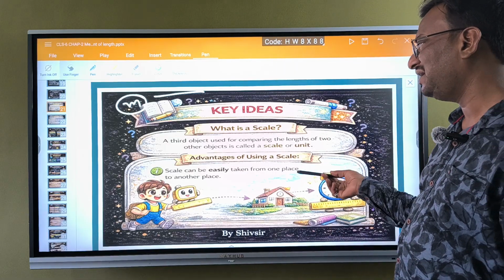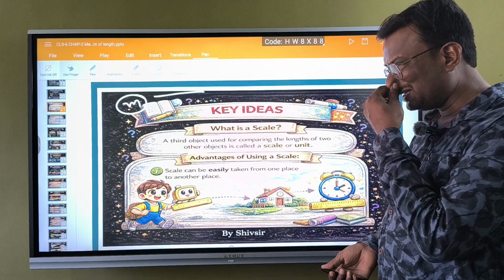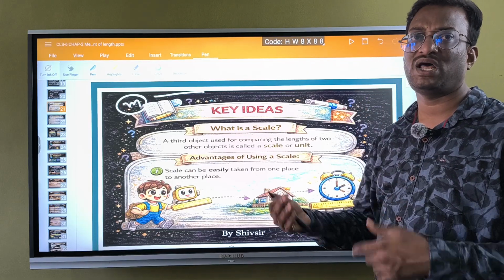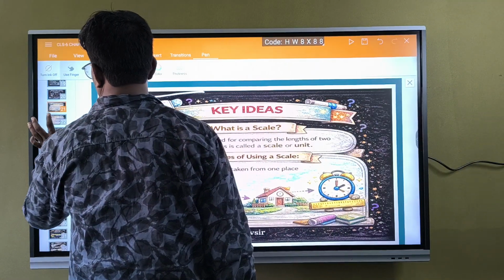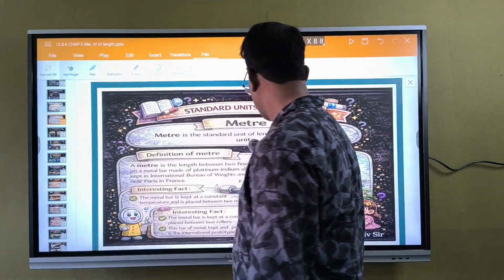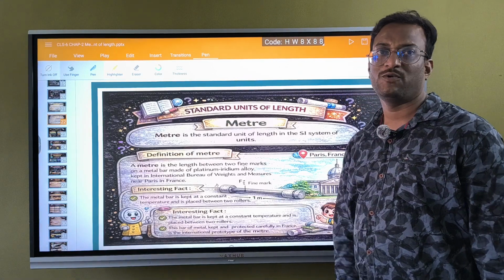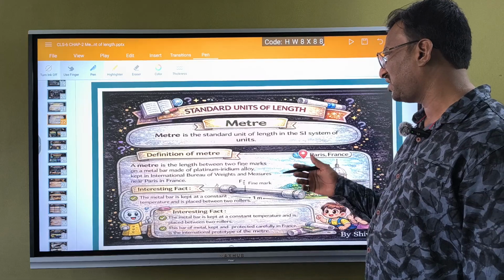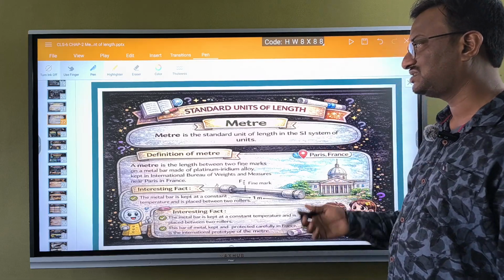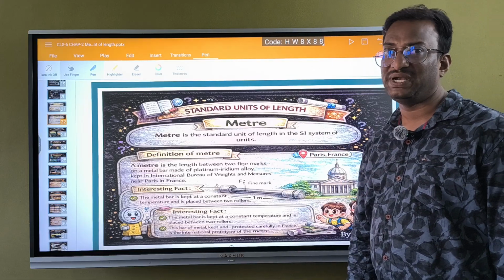Scale can be easily taken from one place to another place. So it is a small one, we can easily handle it and easily take it from one place to another. Okay, now we will try to define what is meter. Meter is the standard unit of length in the SI system. We already discussed this. What is the definition of meter?